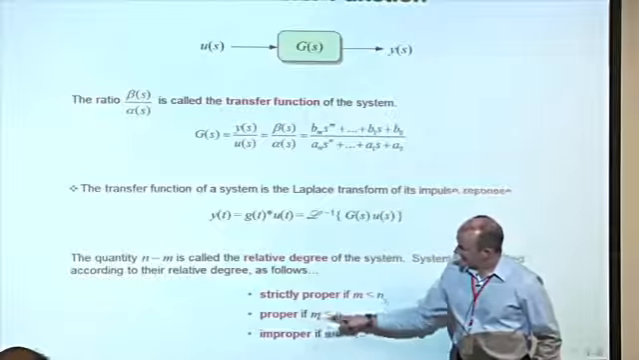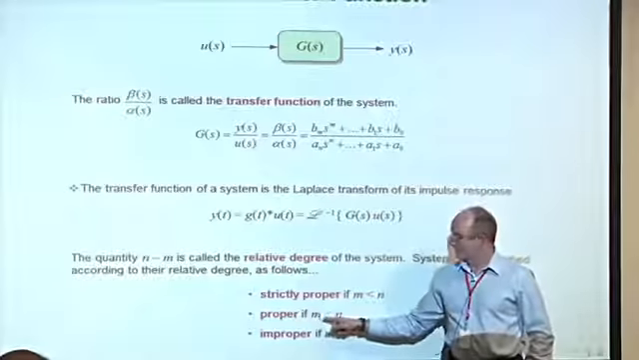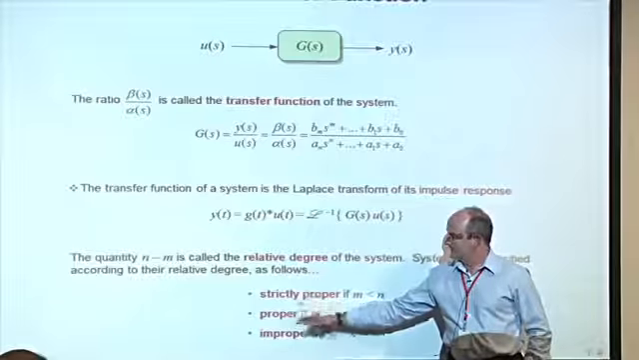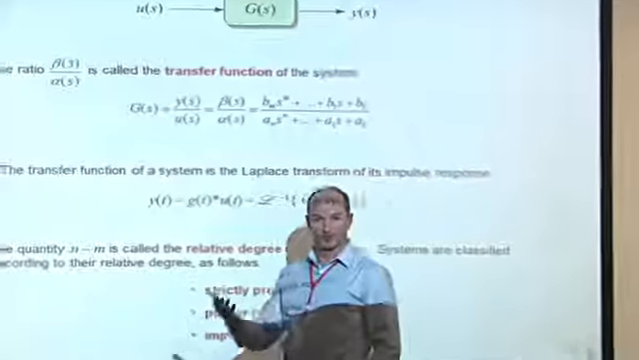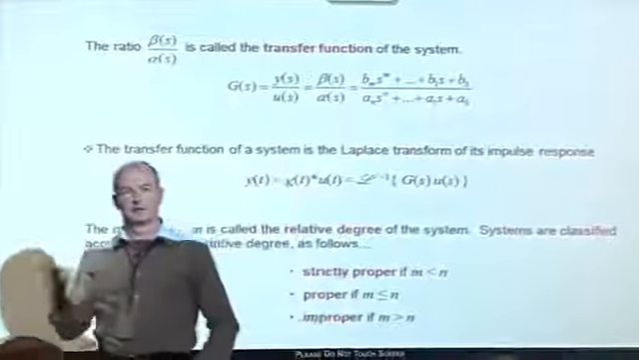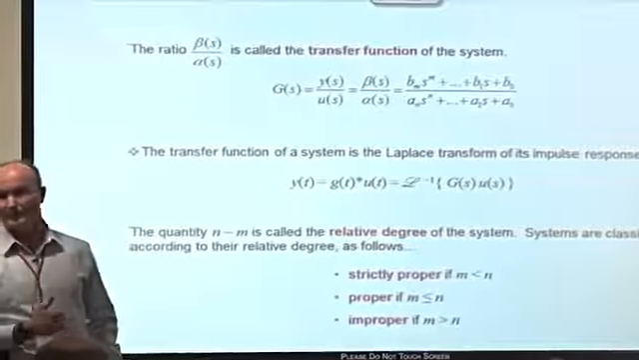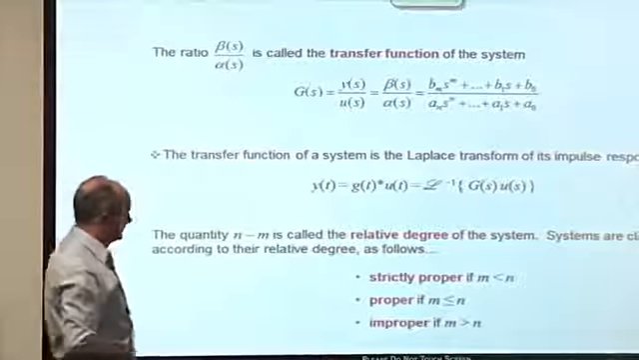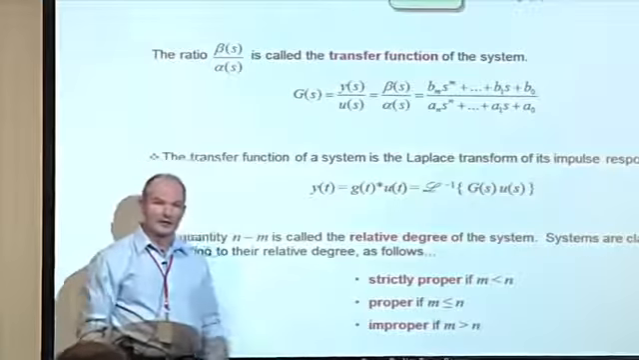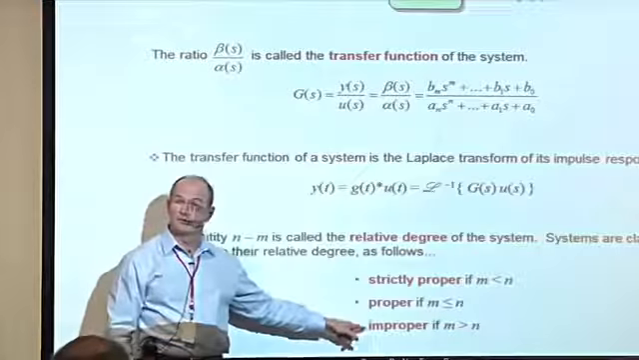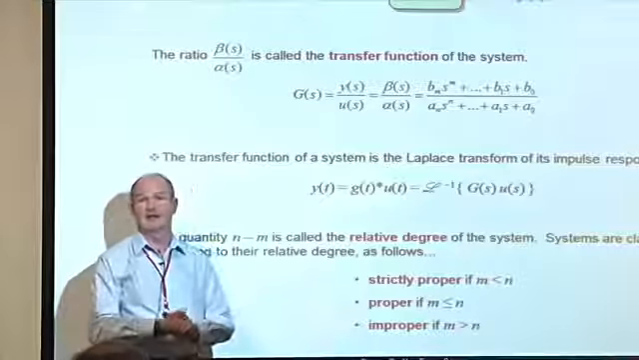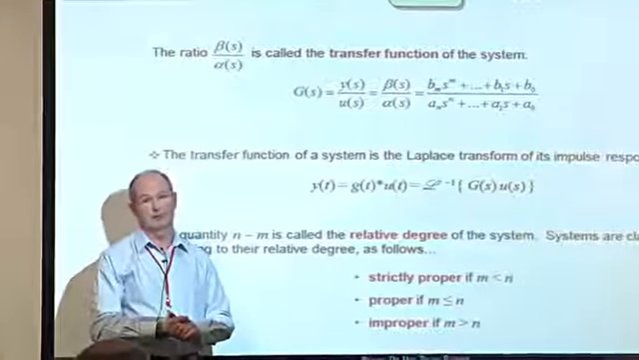When m and n are the same, that system is called proper, and actually the proper case includes the strictly proper case. So when somebody says, I've got a proper transfer function, you don't know whether they've got more poles than zeros or the numbers are the same, because that terminology is applied to both. And the only other case that's not considered is where you have more zeros than poles. M being greater than n represents an improper system.